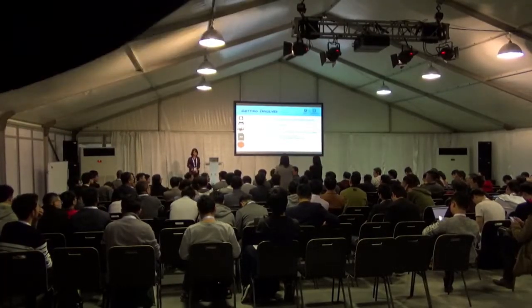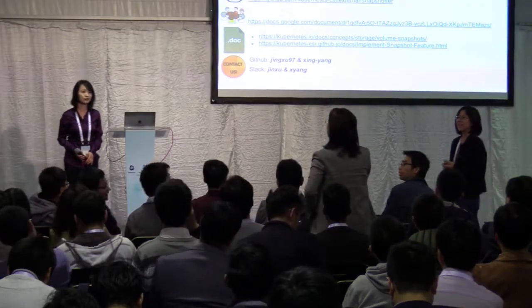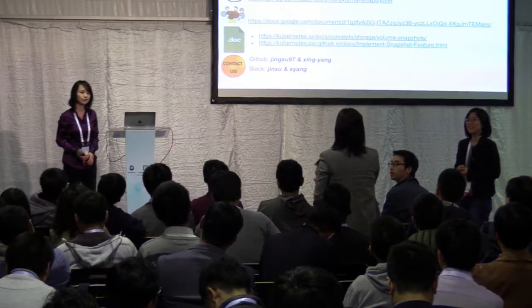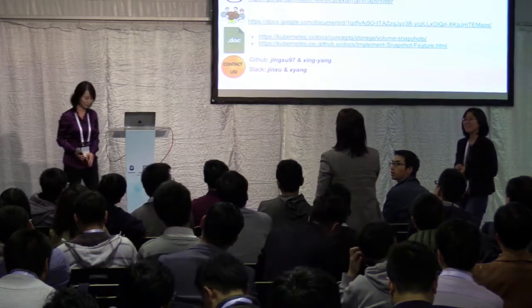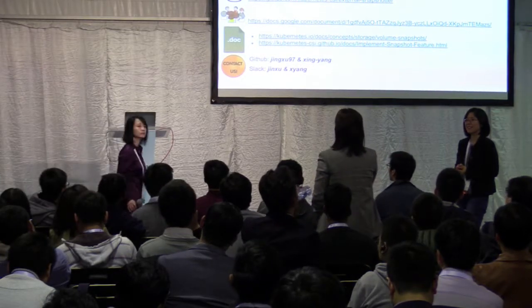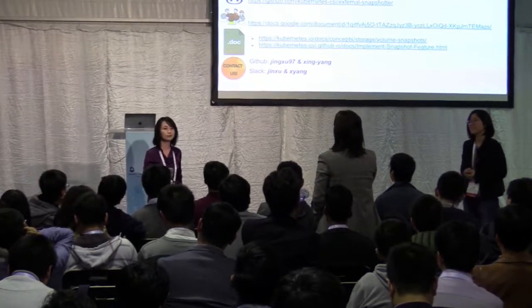Okay, you just said CSI 1.0 is coming this week. So I'm not sure what it means by CSI 1.0, because I know CSI includes several sidecar containers and CSI drivers. So what does it mean by CSI 1.0? What does it include?